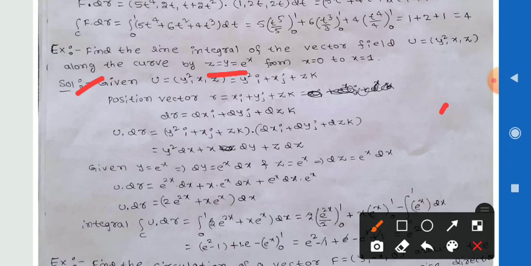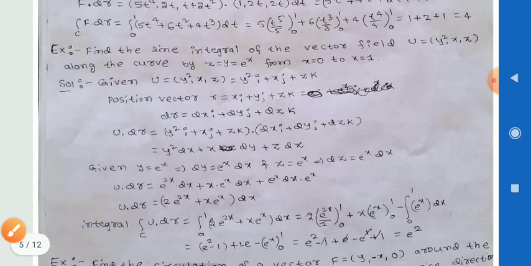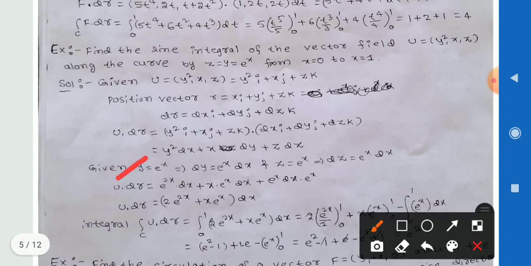Here the values are given: y is equal to e power x and z is equal to e power x. Substituting the values in the above equation, y is equal to e power x, by differentiation we get dy is equal to e power x dx, and z is equal to e power x, by differentiation we get dz is equal to e power x dx.